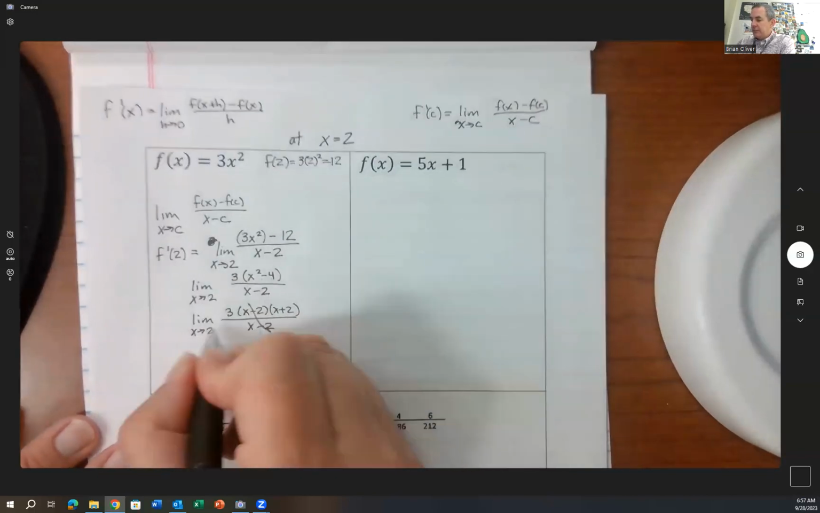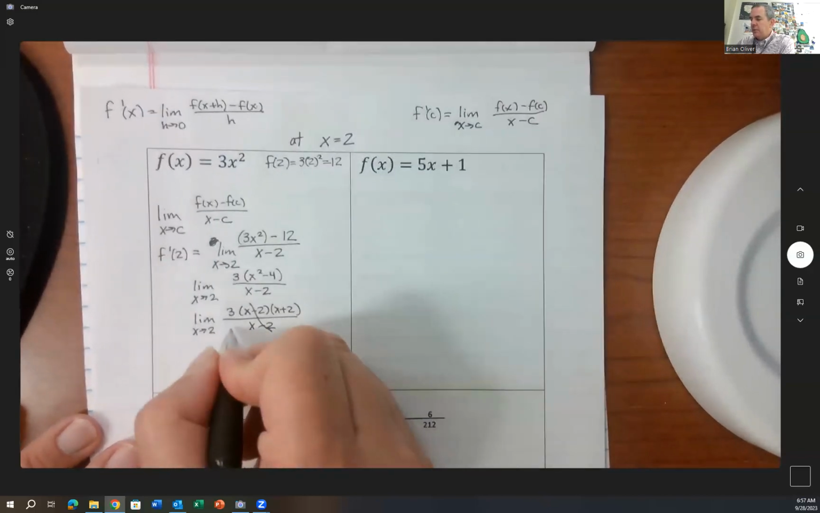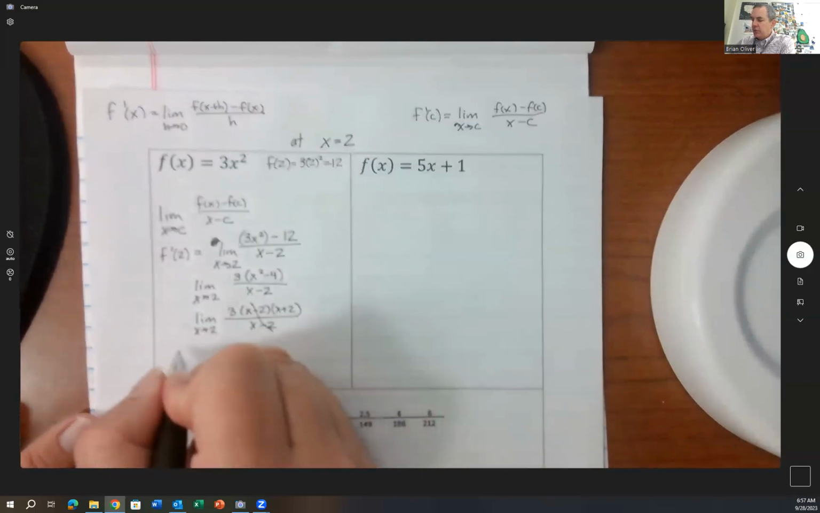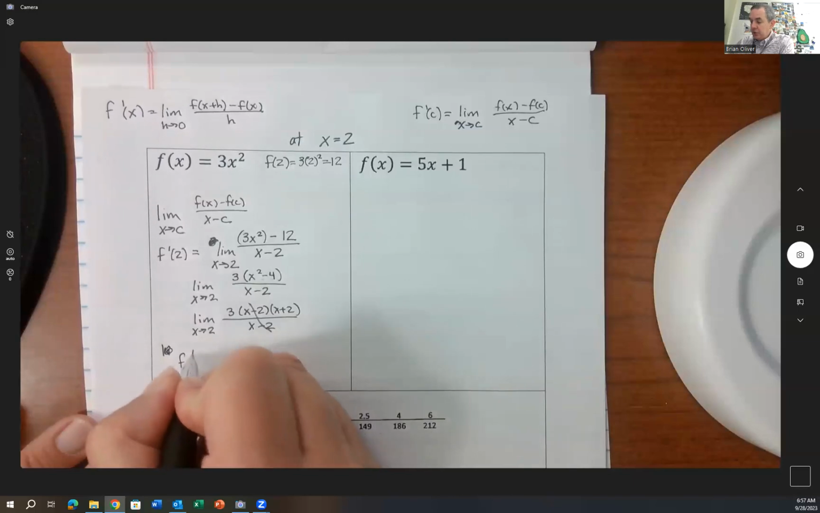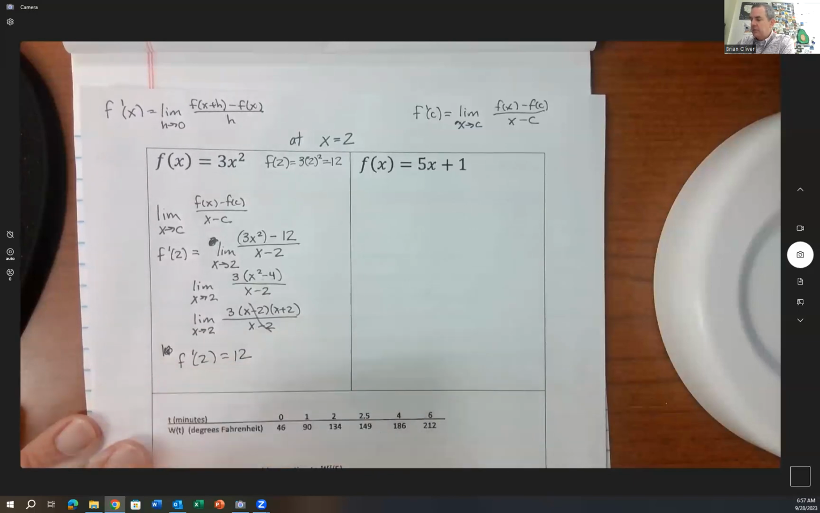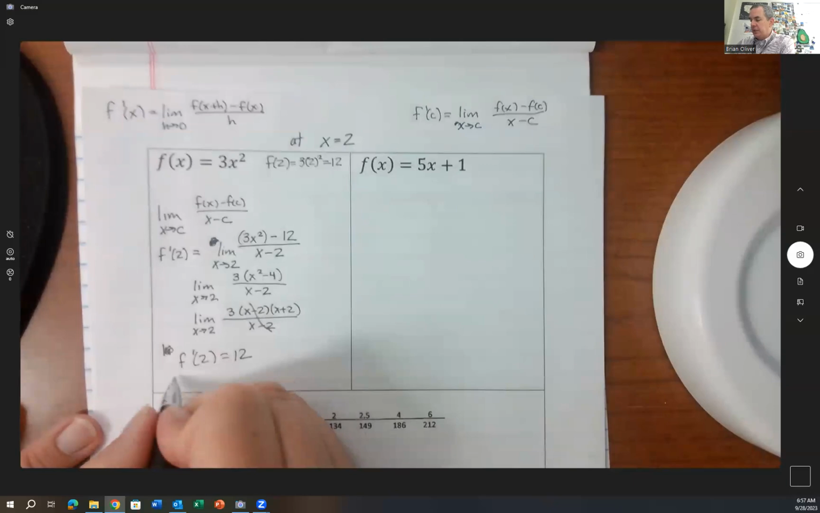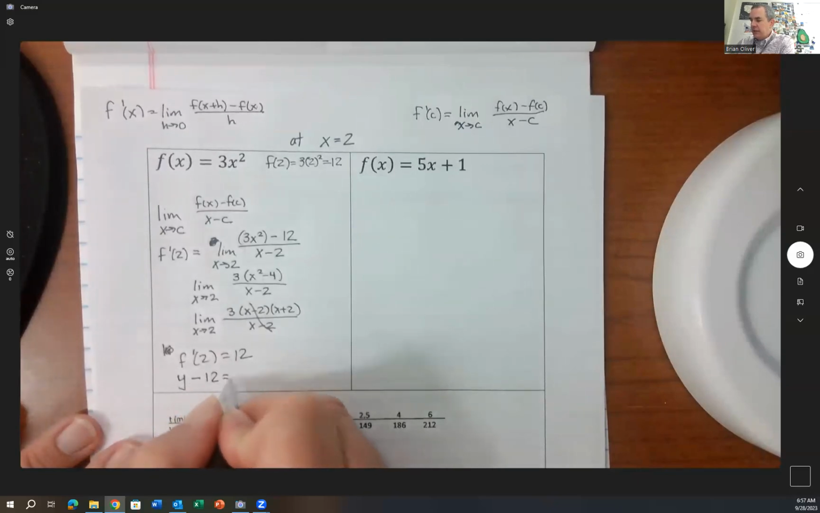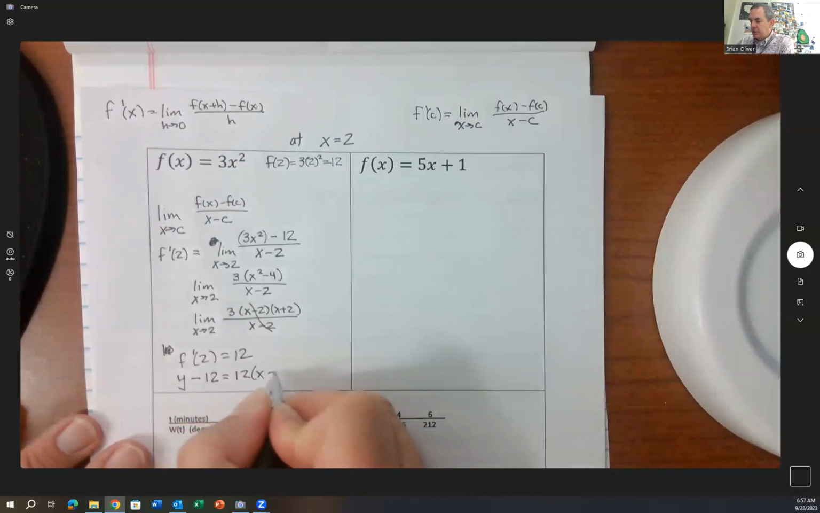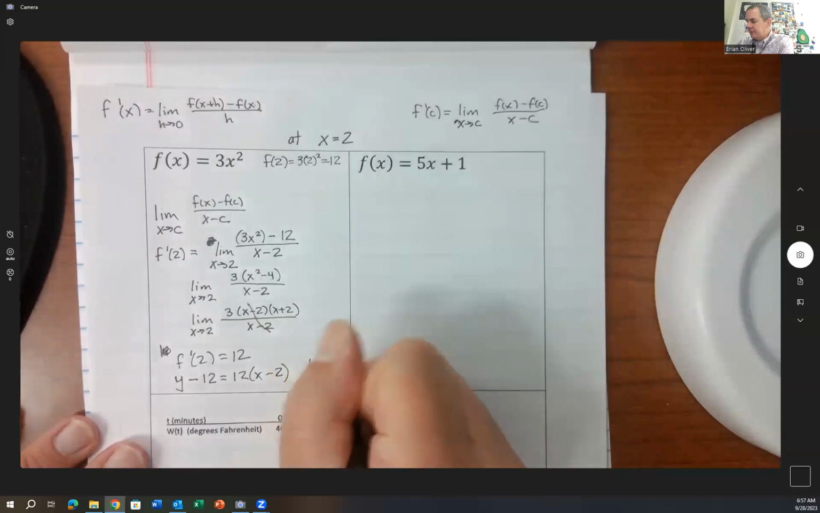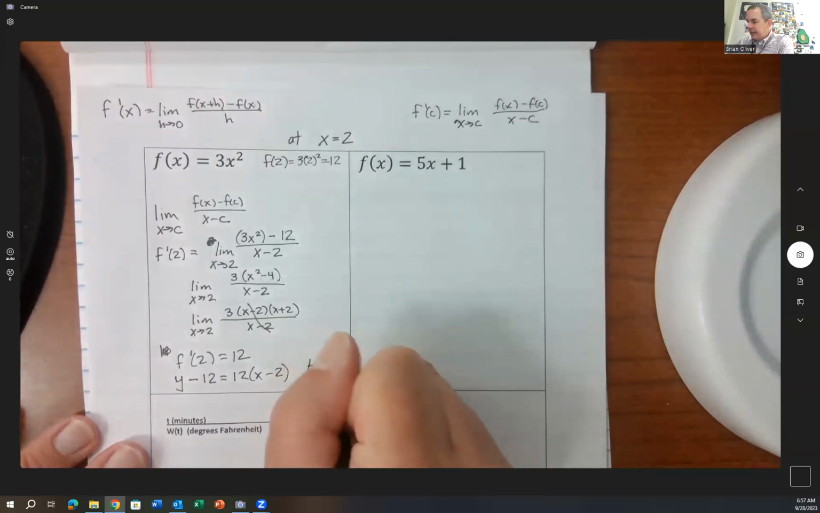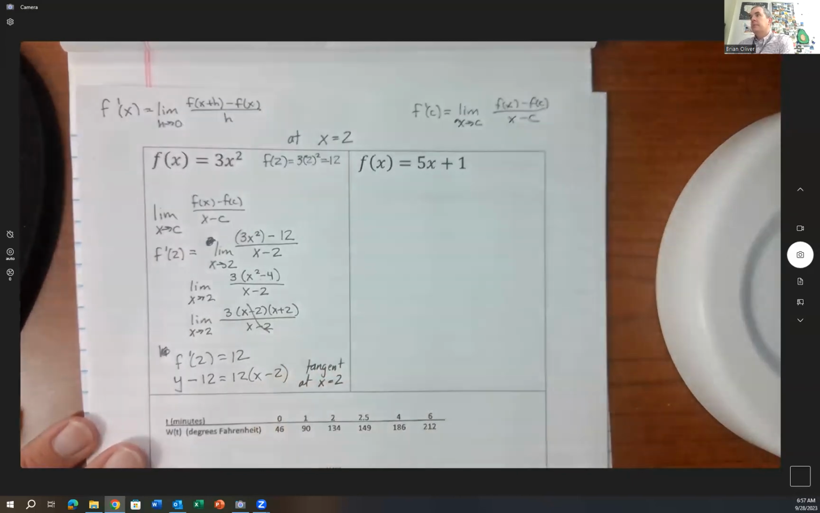Now if I plug in that 2, 2 plus 2 is 4, 3 times 4 is 12. That tells me the limit, that f prime of 2 equals 12. That is the slope. So the equation of that line, using point slope form, is y minus 12 equals 12 times x minus 2. And that would be my equation of the tangent at x equals 2.